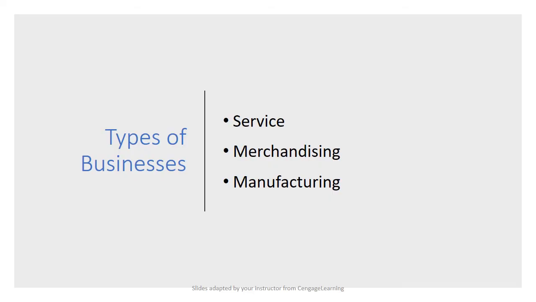The types of businesses are service, merchandising, and manufacturing. A service business provides a service such as a travel agency, physician, or a computer consultant. A merchandising business buys a product from another business to sell to customers, such as department store, pharmacy, and grocery store. A manufacturing business actually makes the product to sell, such as an automobile manufacturer, furniture maker, and a toy factory. And we have a few of those in Texas.